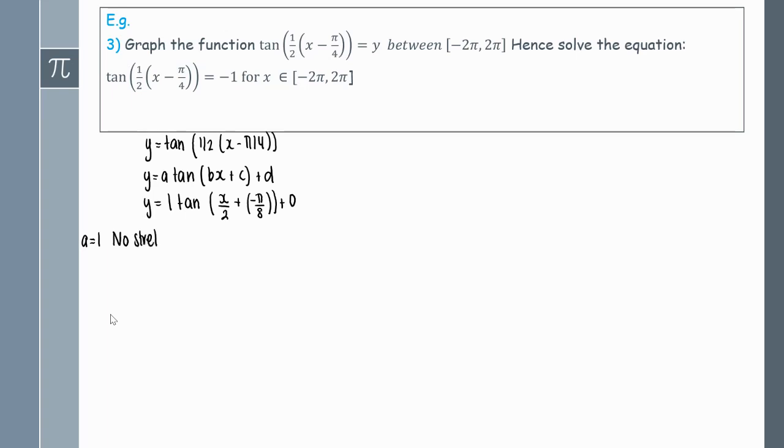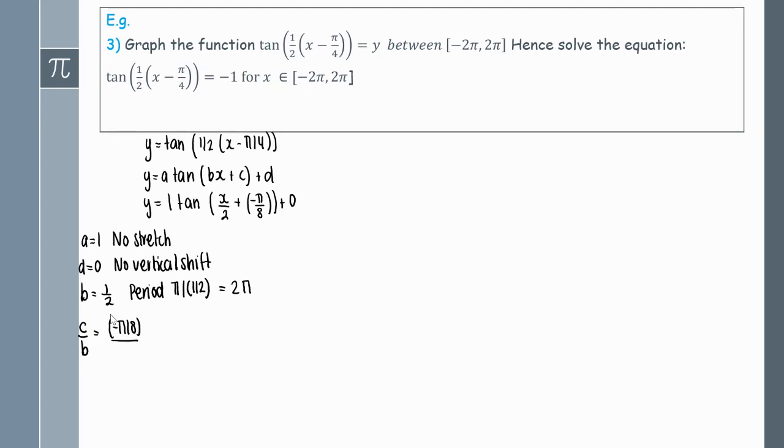So if a equals 1, this means it's not reaching infinity any faster or slower. There's no stretch or compression as such. If d equals 0 at the end, there's no vertical shift. And b equals a half, that relates to my period. So the period is pi on b, so pi over a half, which equals 2 pi. That means it takes the length of 2 pi to start again the graph.